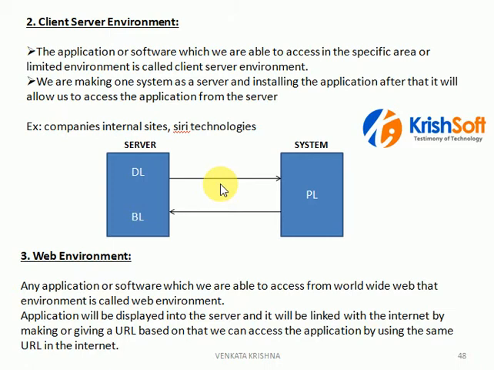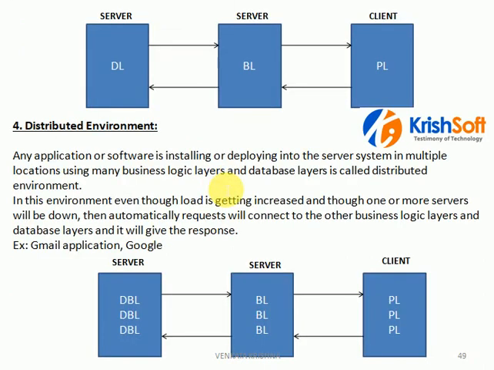Fine. Next, the third one is a web environment. In the internet, whatever you are accessing, all the applications are web applications only. How is the web application architecture usually? One presentation layer will be there, whatever system you are accessing, and the business logic layer will be in one server, and the database layer will be in another server. So three different servers they usually maintain.